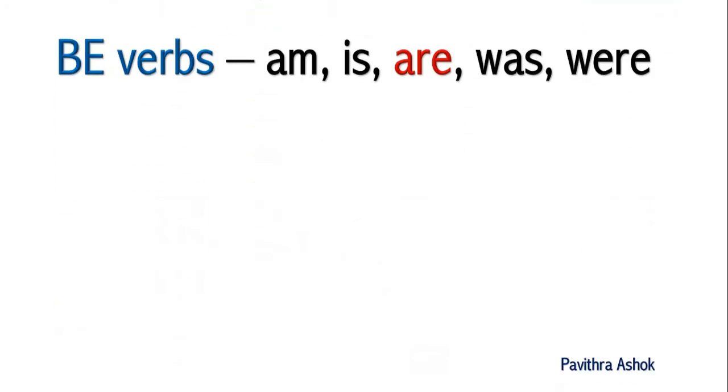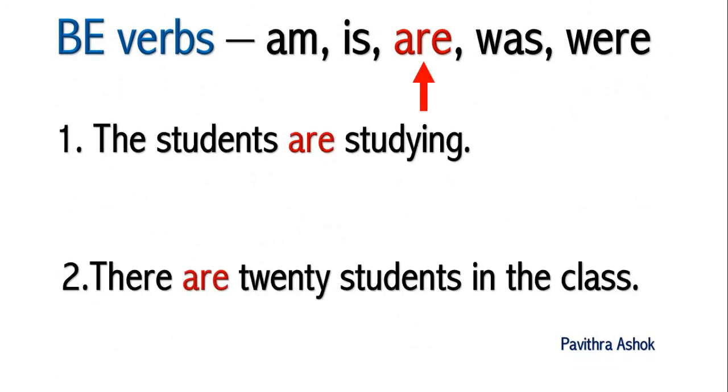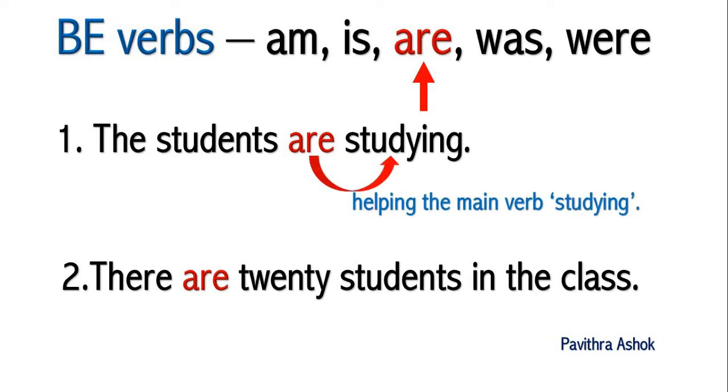Now, be verb are. The students are studying. There are 20 students in the class. In the first sentence, are is helping the main verb studying. In the second sentence, there are 20 students in the class, here are itself functions as the main verb.